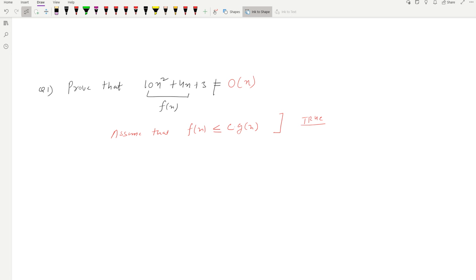equal to becomes false. But in case whatever we have assumed is false, it means that whatever we are given becomes true. So we have to prove that this particular assumption that we have taken is actually a false assumption. And if it is a false assumption, then whatever we are given is actually true.